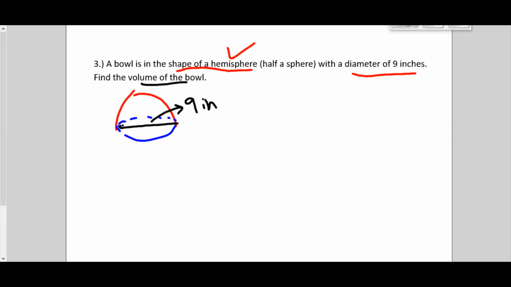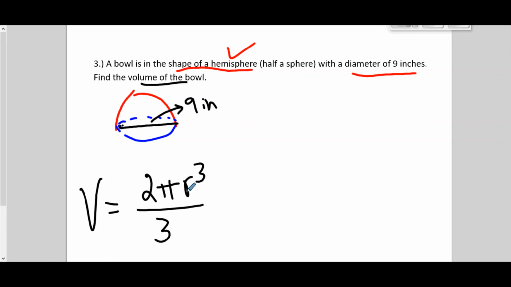So this is a hemisphere. So I know the volume formula is 2 pi r cubed divided by 3. So this is the volume formula for a hemisphere. So we know that the diameter is 9, but we don't want the diameter, we want the radius. So if I divide 9 by 2, I'm going to get that the radius is 4.5 inches. So this is what I'm going to plug into my volume formula for this hemisphere.